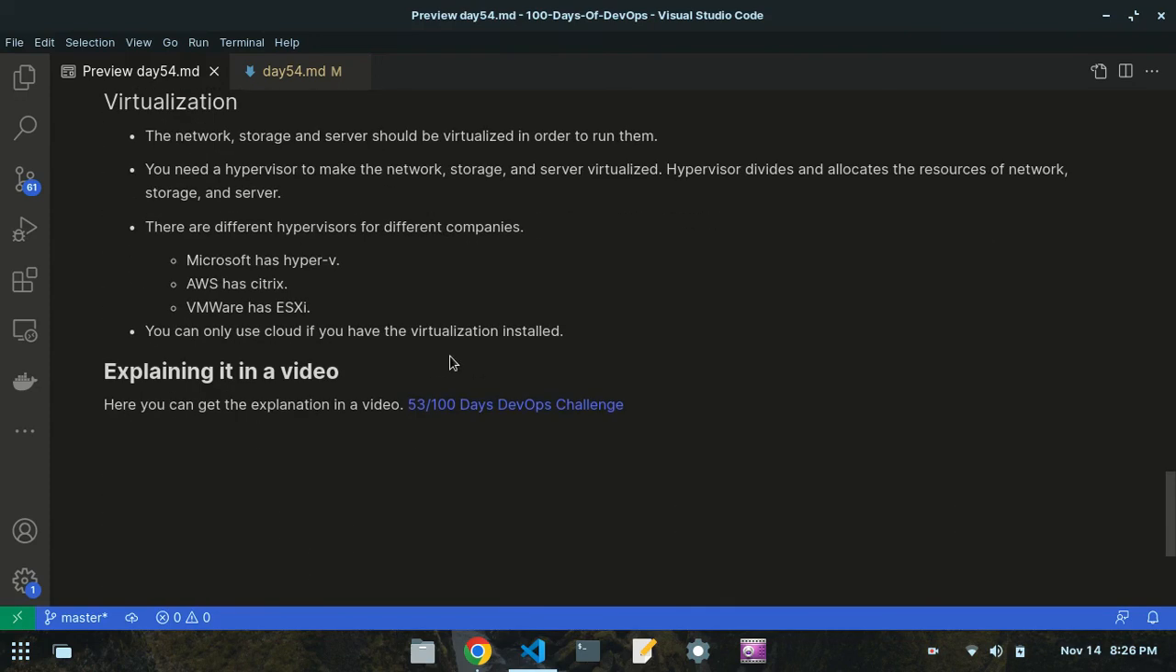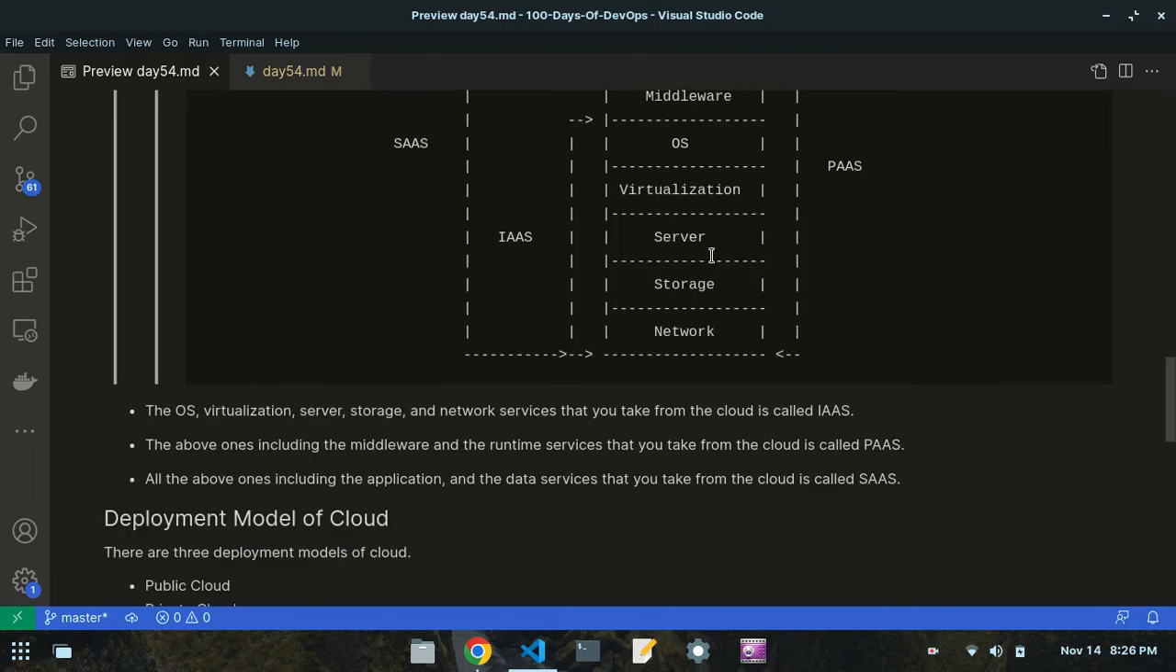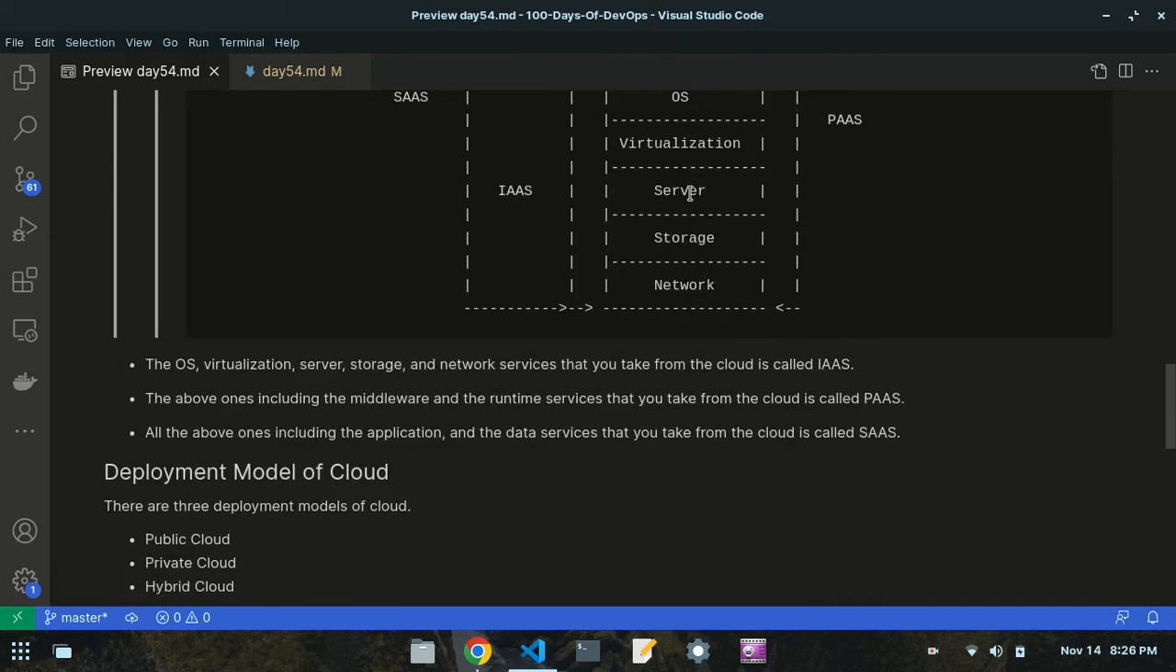Alright, so now let's take a look at virtualization. I have discussed the virtualization concept in my Docker series also. If you want to check it out, it is in my 60 days of DevOps, you can also check that. But to explain it in a short way, basically the network, storage and server should be virtualized in order to run them.